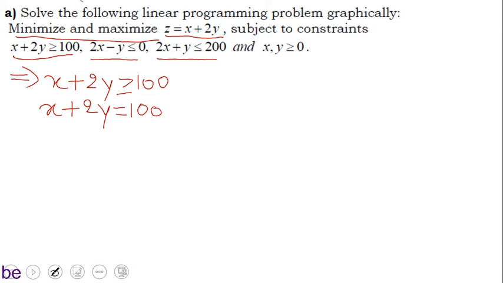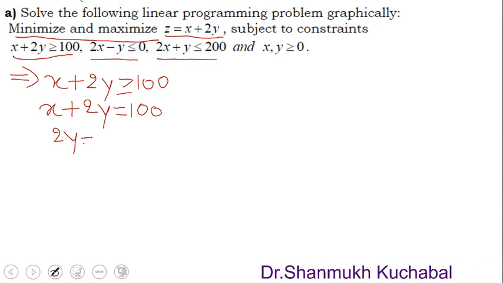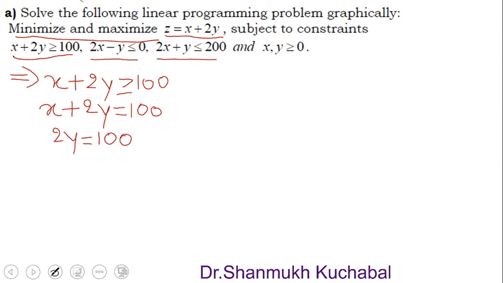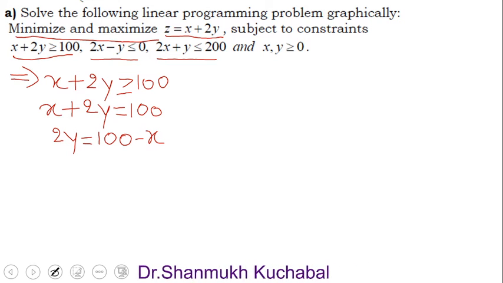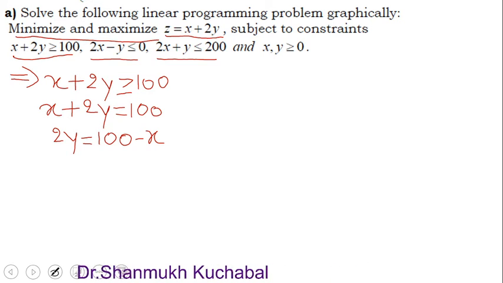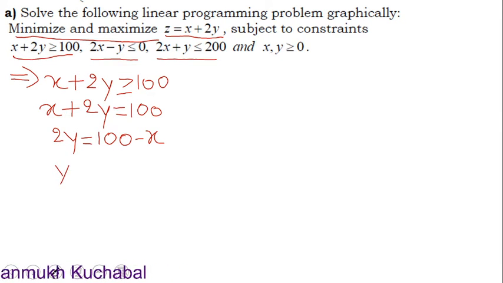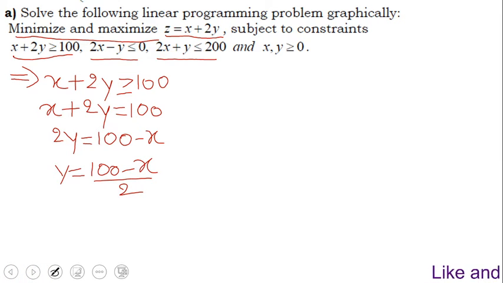Further, we have to write a solution for y. First we write the solution for 2y. We get 2y equal to 100 minus x. Further, 2 we will transpose to the RHS, and we get the solution for y: y equal to (100 minus x) divided by 2.